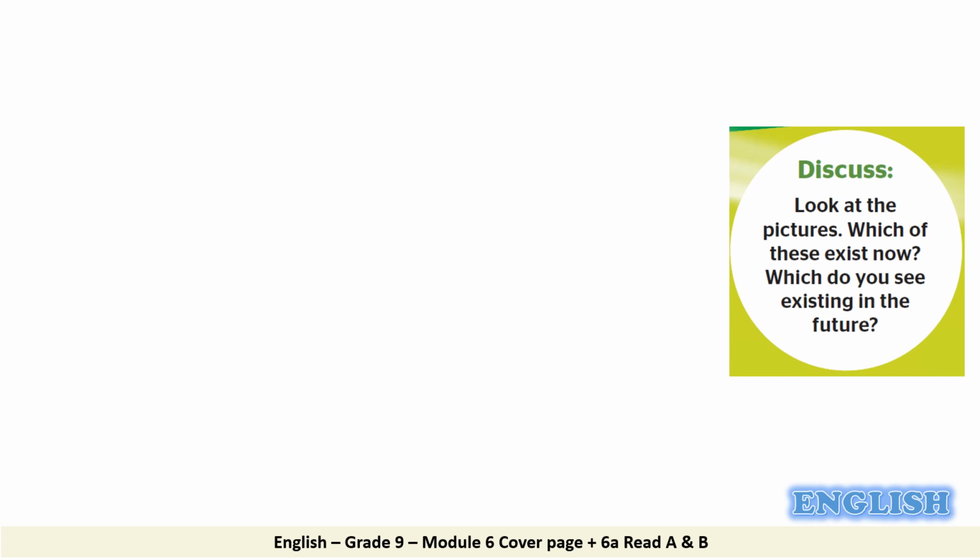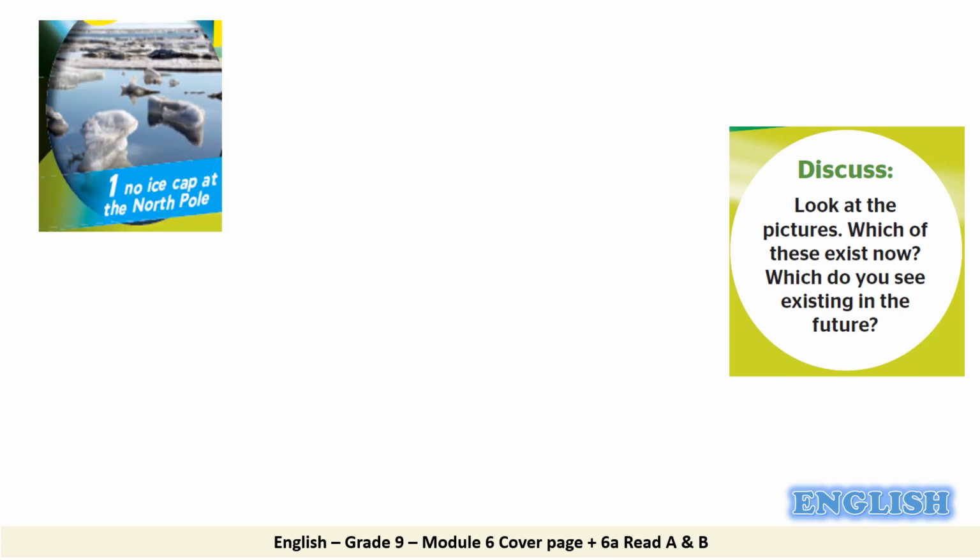Discuss. Look at the pictures. Which of these exist now? Which do you see existing in the future? Number 1. No ice cap at the North Pole. We all know that the North Pole is covered with ice. But because of global warming and pollution, it is melting. It doesn't exist now, but maybe in the future.